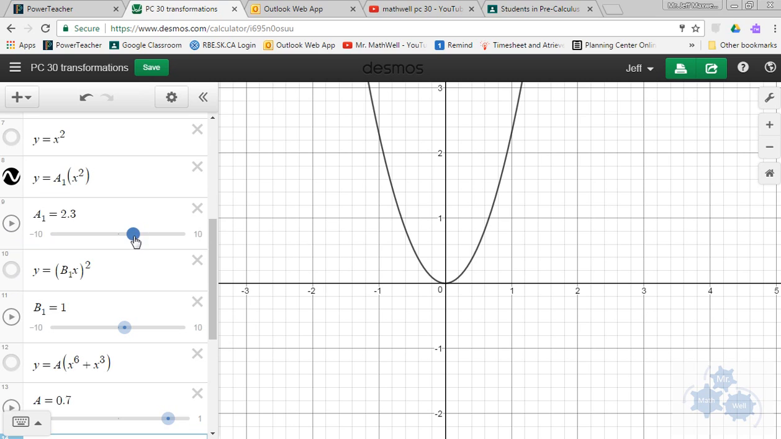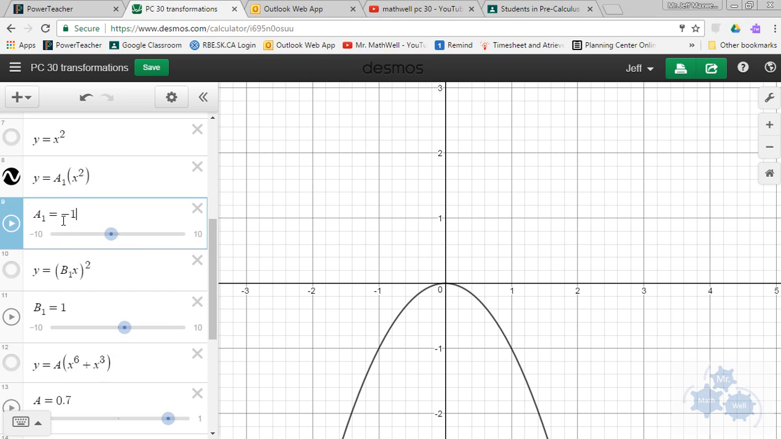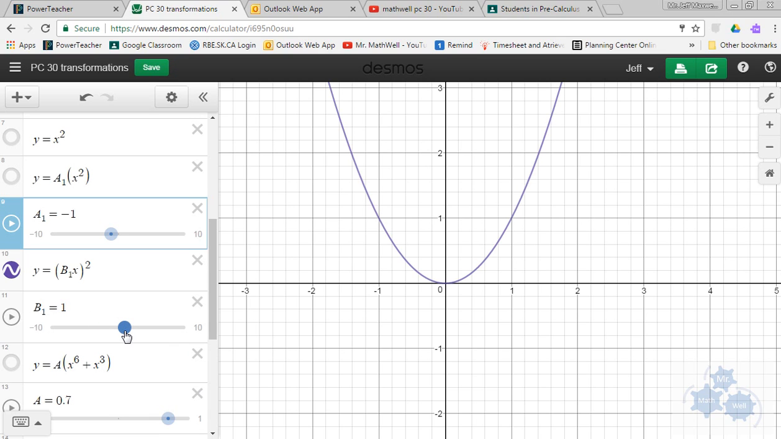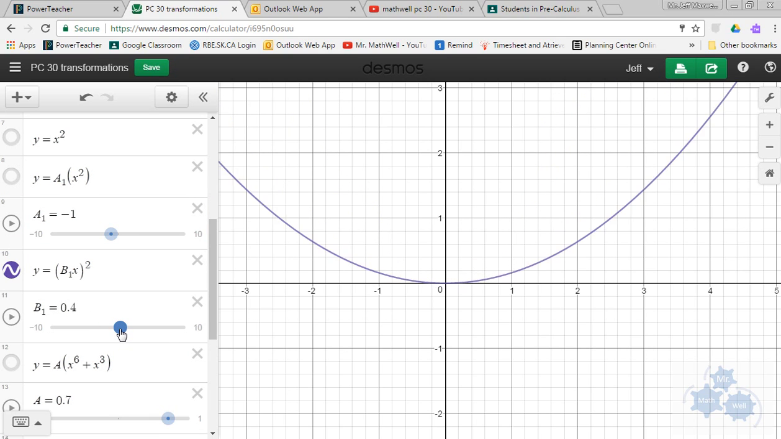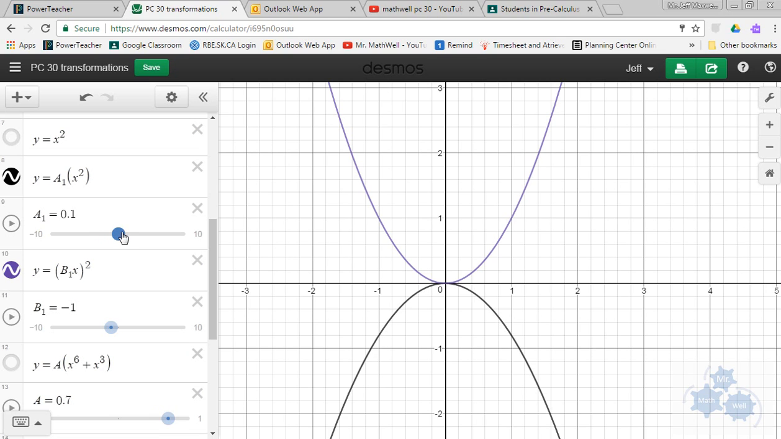Okay, so let's do this. That's 1, and now a negative 1 is going to look like this, right? That's a flip upside down, right? But what about this one, where I change b from 1 to negative 1? Watch it carefully, and negative 1. Because now it looks like the same graph, right? And actually, it is the same graph. Let's go back to positive 1 here.